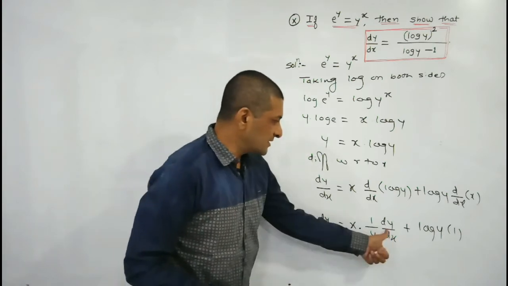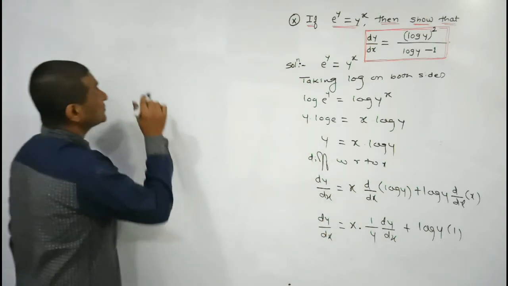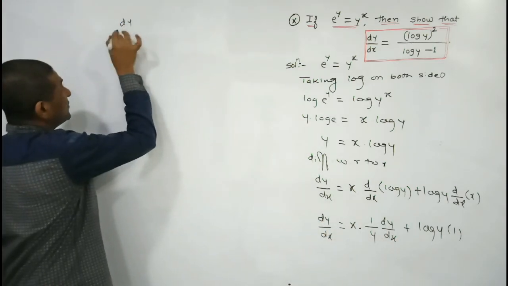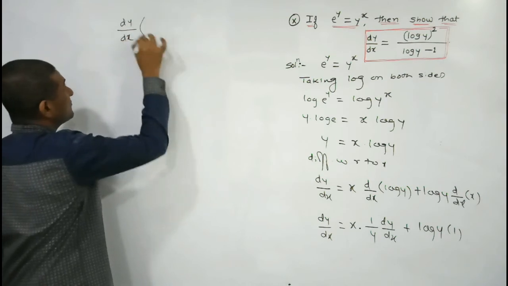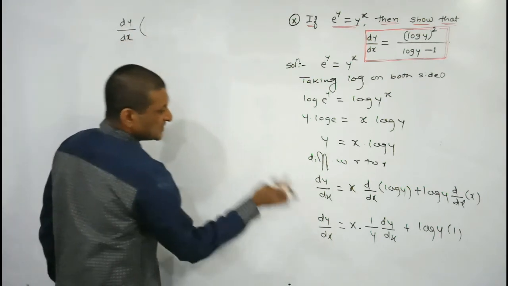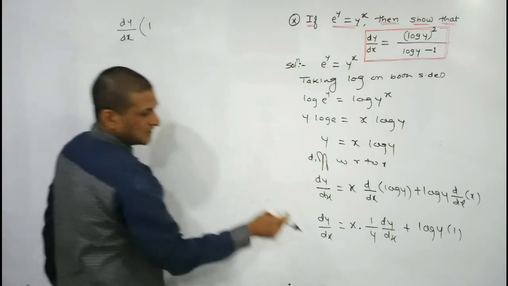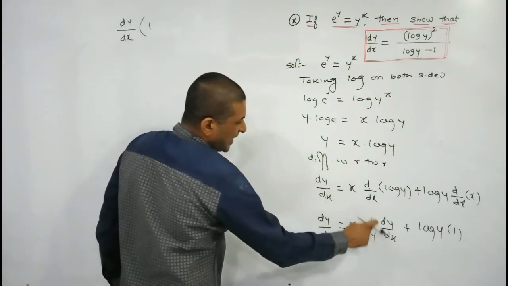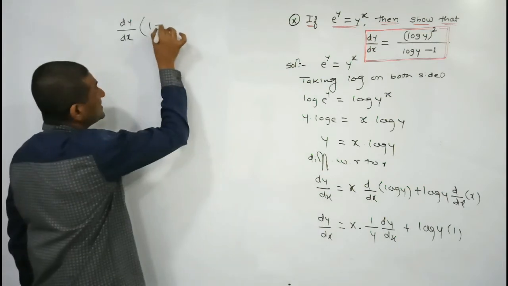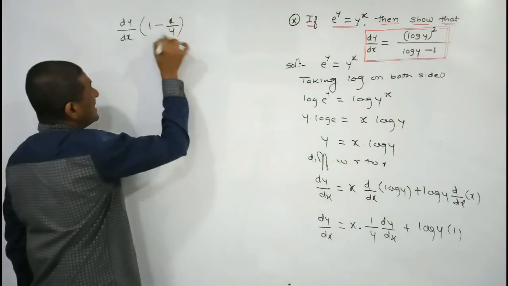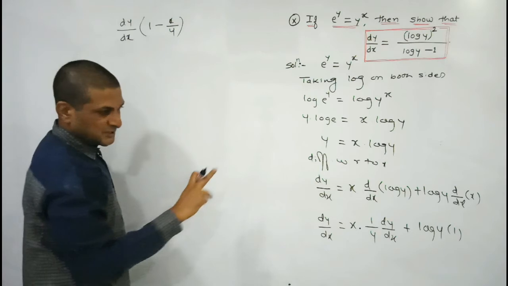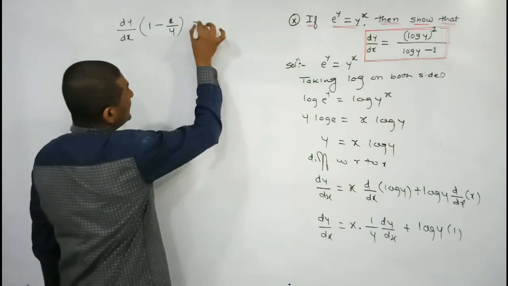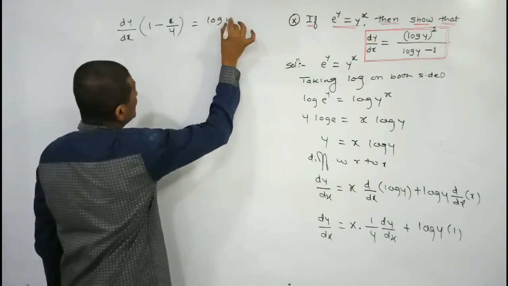Now we are collecting the terms of dy by dx. Two terms of dy by dx are there. If we take dy by dx common from these two terms, here its coefficient is 1 and here its coefficient is x upon y. x into 1 is x upon y. On this side it will become minus x upon y. dy by dx we have taken common from both the terms. The remaining term on the right hand side is log y.